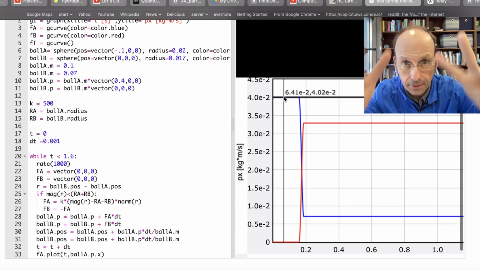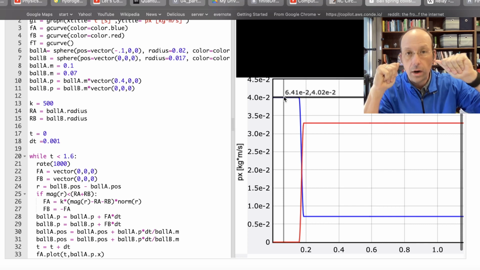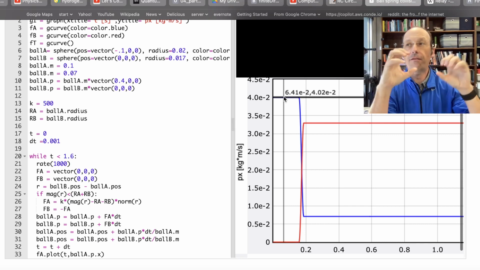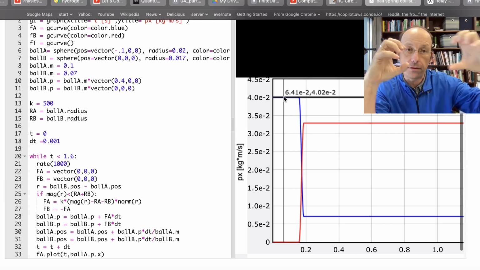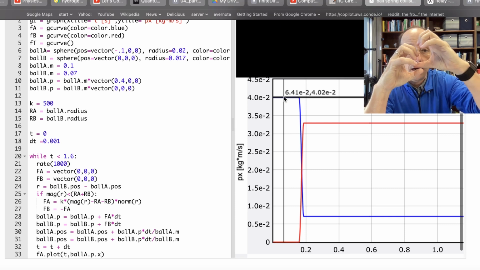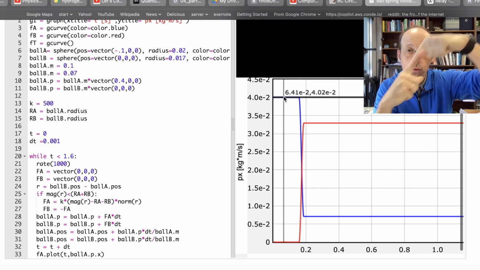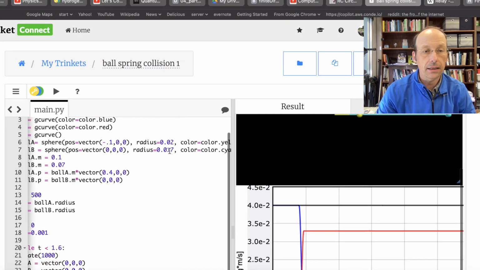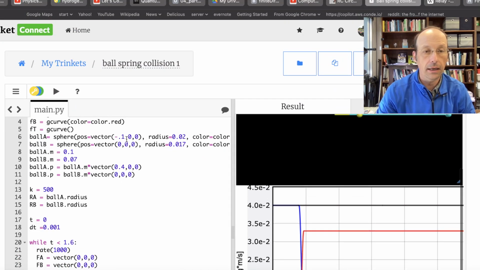Now, what if it's not a head-on collision? So I can fix this, right? If I have that ball and I want to have it come in, what if it's not quite at an angle, but it's shifted up a little bit? In that case, when they overlap, the vector between them is going to be at an angle. So I can just do this. Ball A, let's give it an initial position of 0.01. I think they should still overlap in the y direction.